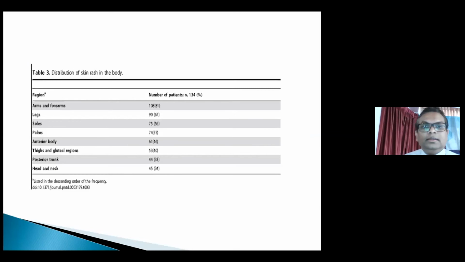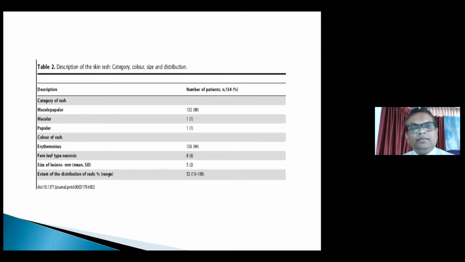Right? Now, this slide again gives you some idea about the distribution of the lesions. You can see arms and forearms in 81% of cases, legs were involved in 67%, toes were affected in 56%, and palms were affected in 55%. This is very characteristic when it comes to the spotted fever group, because the majority of them have palm, sole, as well as forearm involvement. So more than half of them will have this sort of distribution pattern.